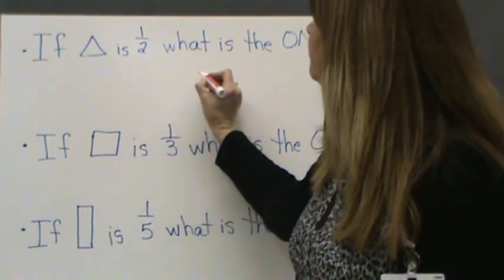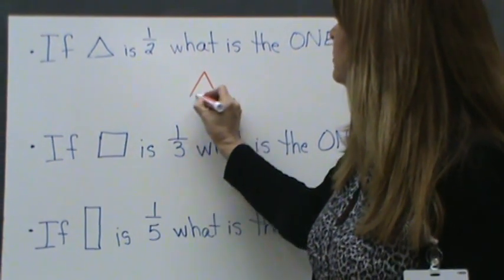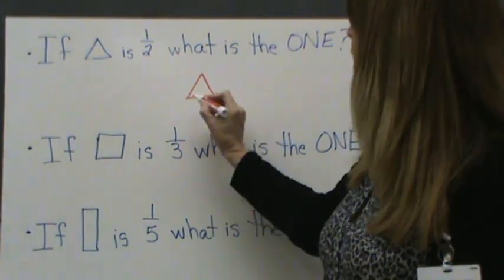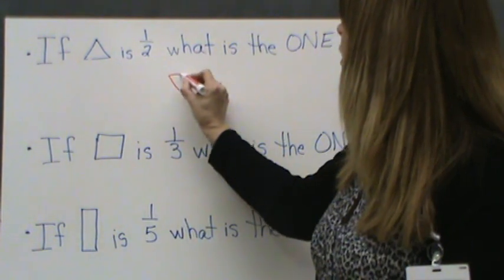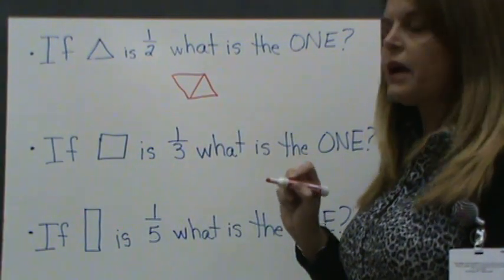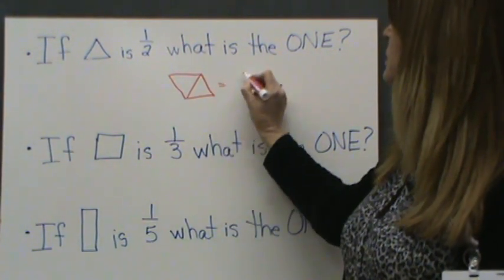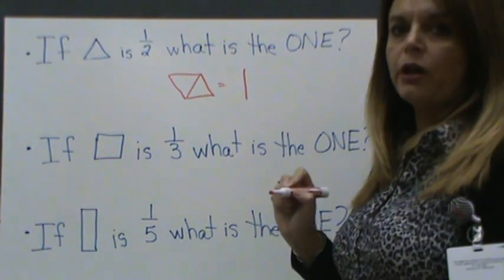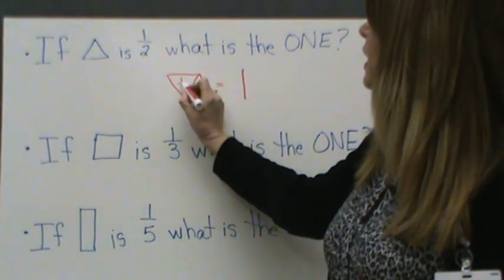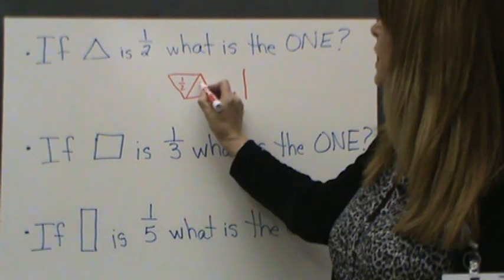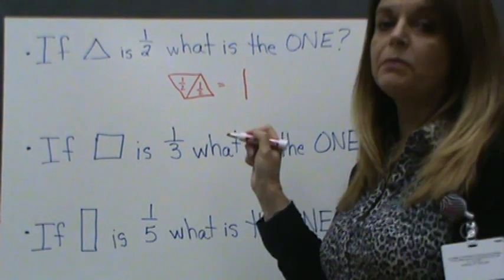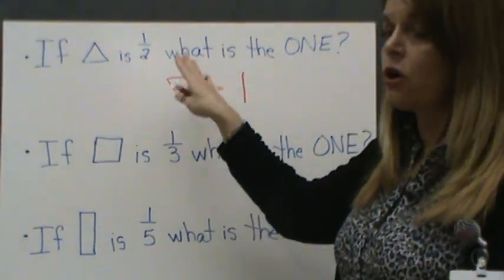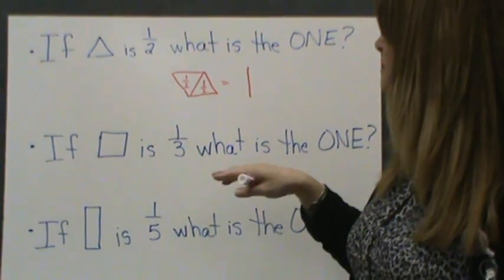So if I have this triangle, and I add another one of the same size, then this equals the 1 whole. Because here's a half, and there's a half. And you have to pretend that my fabulous drawings are of the same size and same shape.